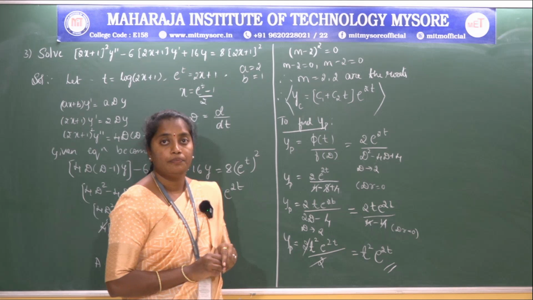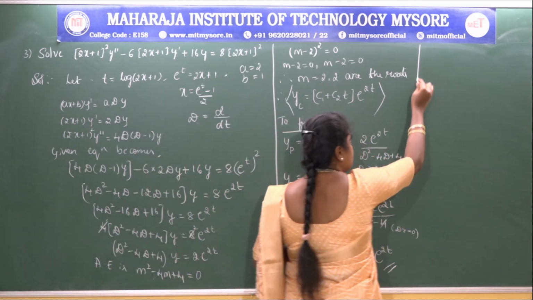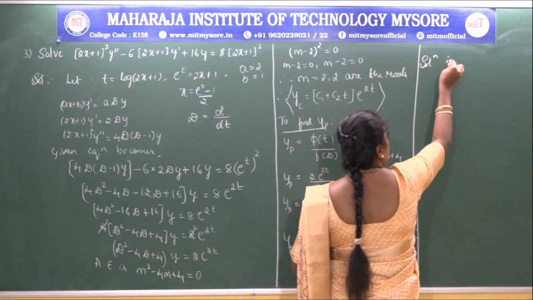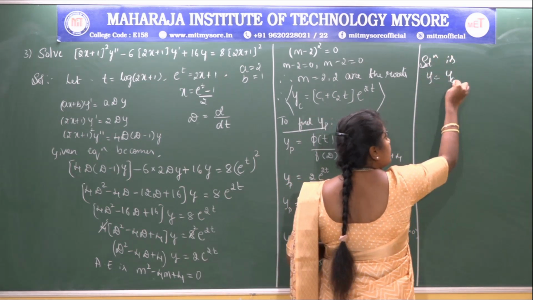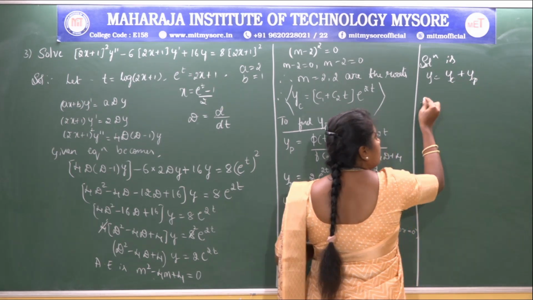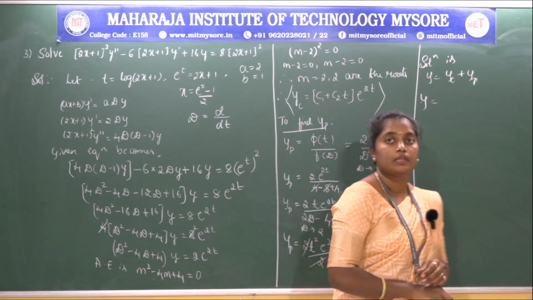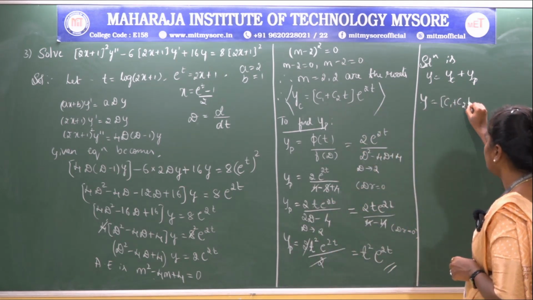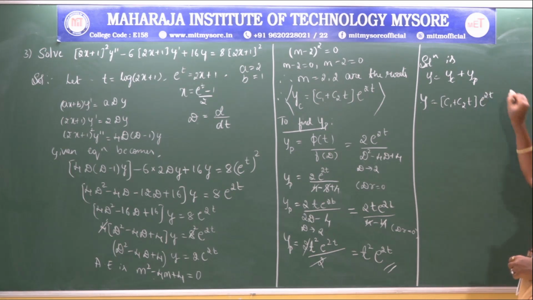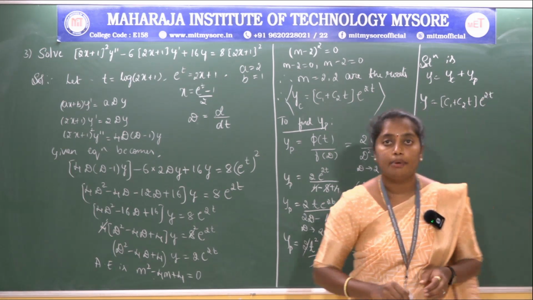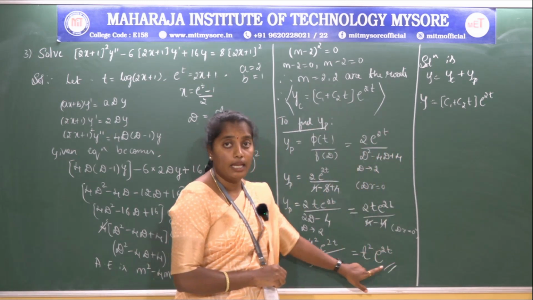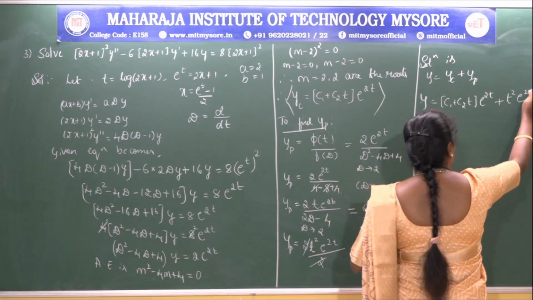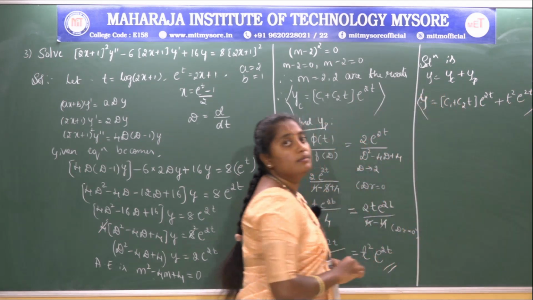e power of 2t. So therefore the solution is y is equal to yc plus yp, where the value of yc is equal to c1 plus c2 into t into e power of 2t, and the value of the particular integral is t square e power of 2t. So this is the solution in terms of t.